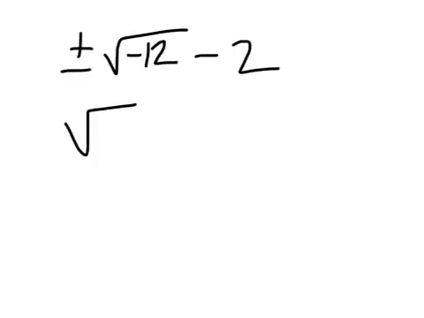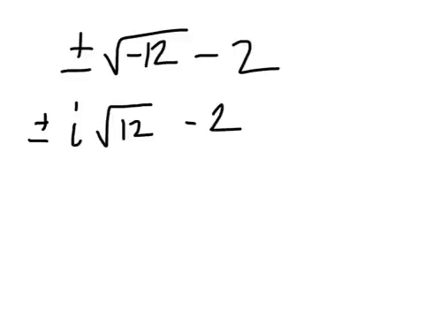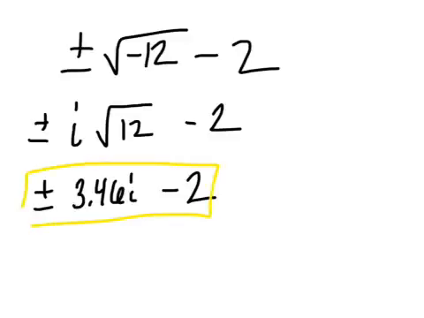So let's simplify this out using what we know about imaginary numbers. Plus or minus i times the square root of 12 minus 2. Now, the square root of 12 is about 3.46, so plus or minus 3.46i minus 2. Now, what we talked about before, these are not like terms. This will give us two different complex numbers that we could write in the form a plus bi.